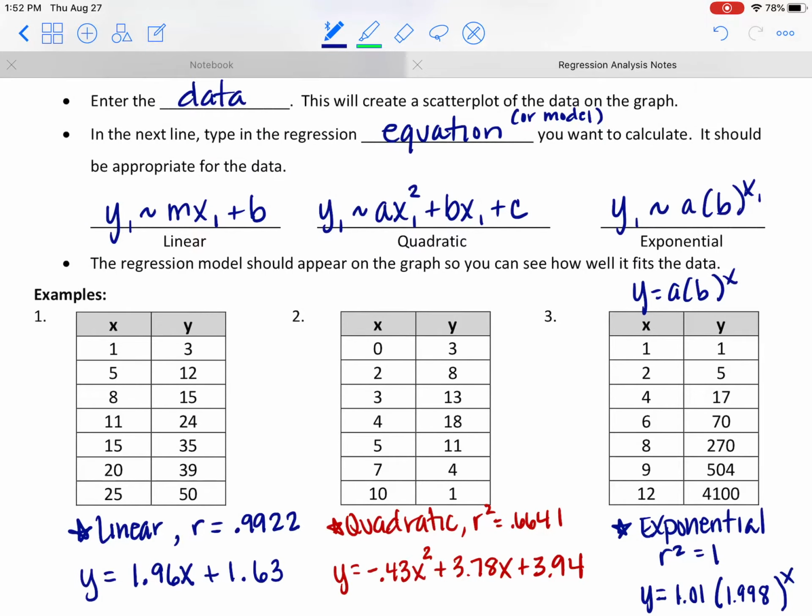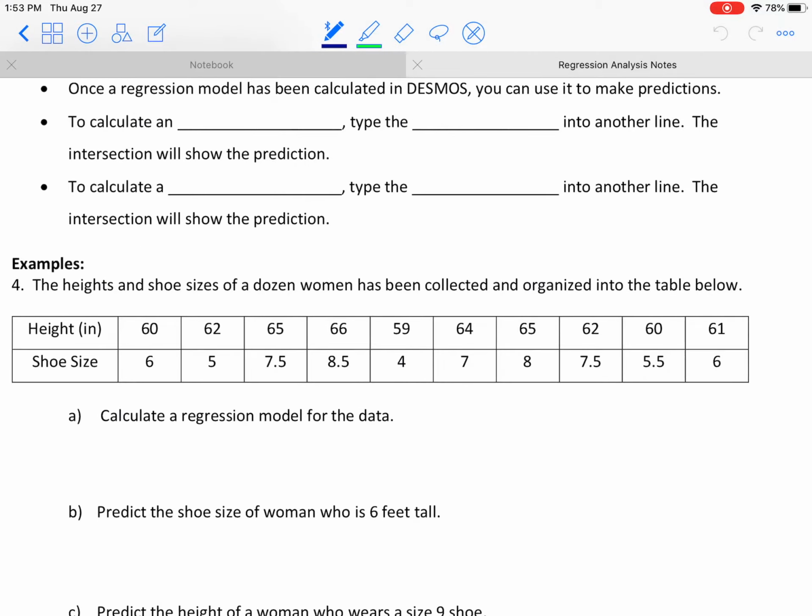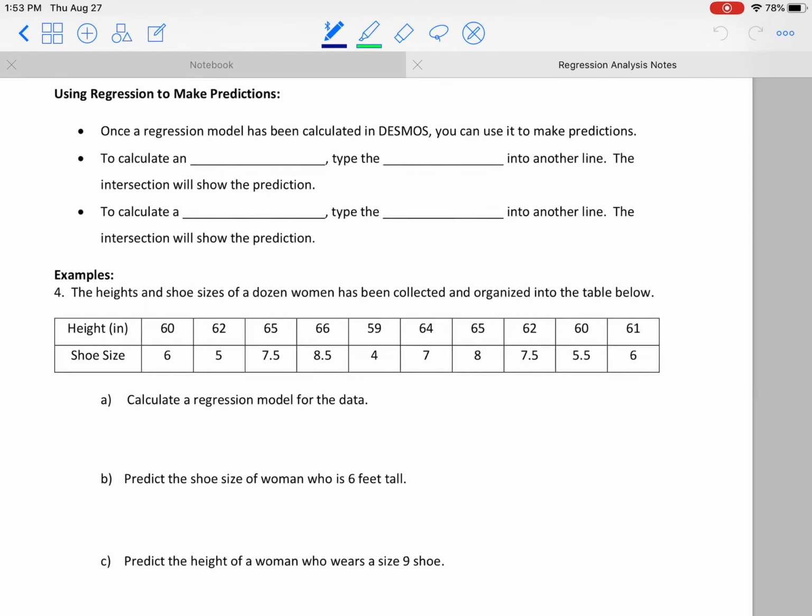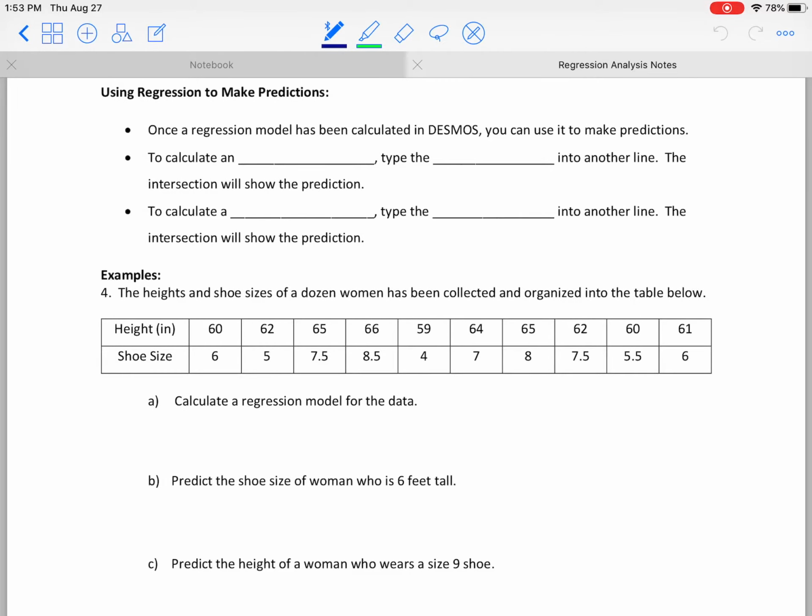All right, so now that we've got a little practice under our belts calculating the regression itself, remember, the whole point of this was to be able to use the regression to make some predictions. So that's where we're going to be headed next. Let's use this regression analysis to make some predictions. Once you have your regression model calculated, to find y for a specific x value, if they tell you x equals 9, what's y going to equal? Well, you're going to type in the x equals number they give you, and then look for an intersection to find the y value that corresponds with it. I'll show you an example in a few minutes.